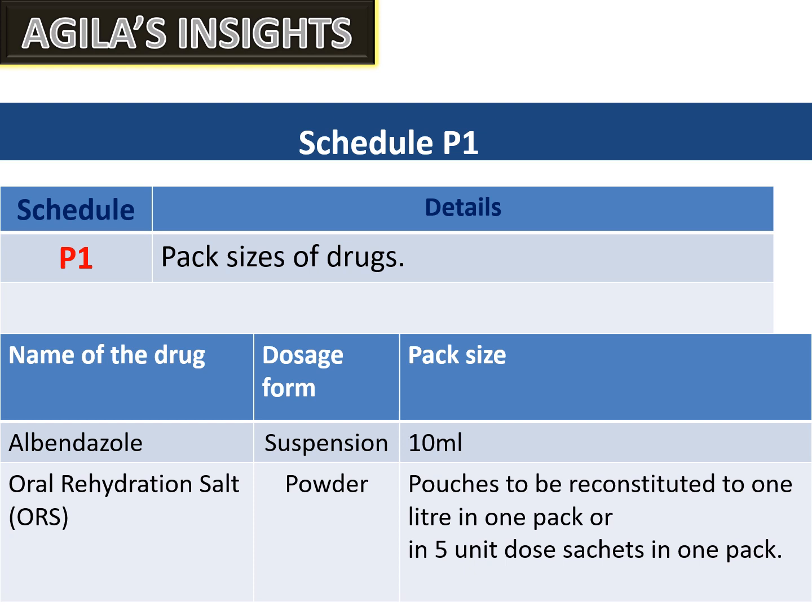We have seen schedule P. Now we will see schedule P1. Schedule P1 is about the pack sizes of drugs. Some of the examples are albendazole is in the suspension form and the packing size is 10 ml. And the oral rehydration salt ORS, it is in a powder form and the pack size, it comes in pouches which has to be reconstituted to 1 liter in one pack or in 5 unit dose sachets in one pack.